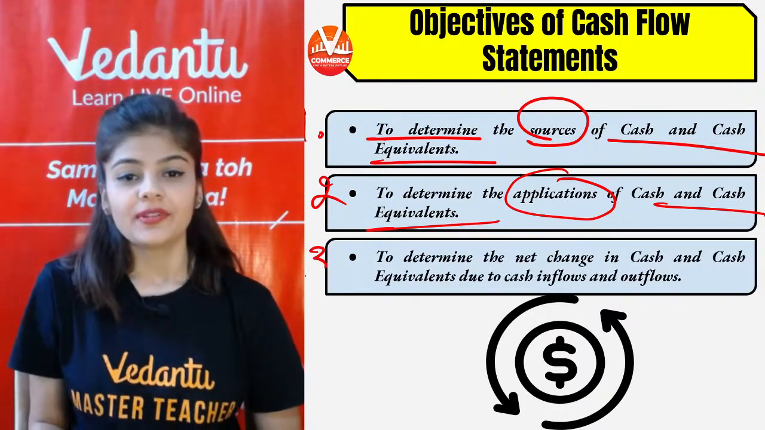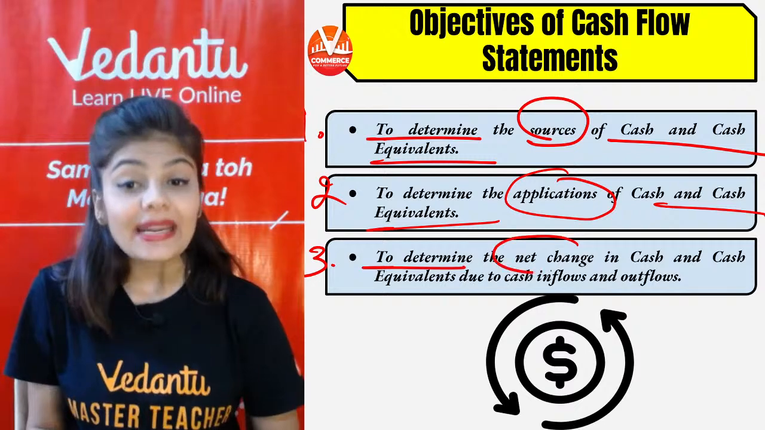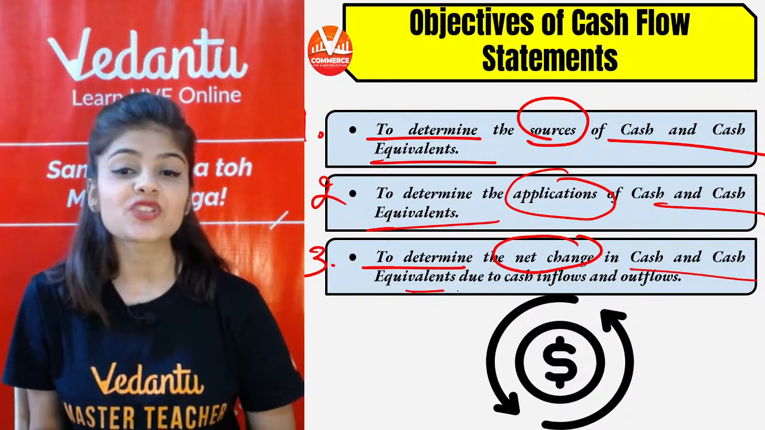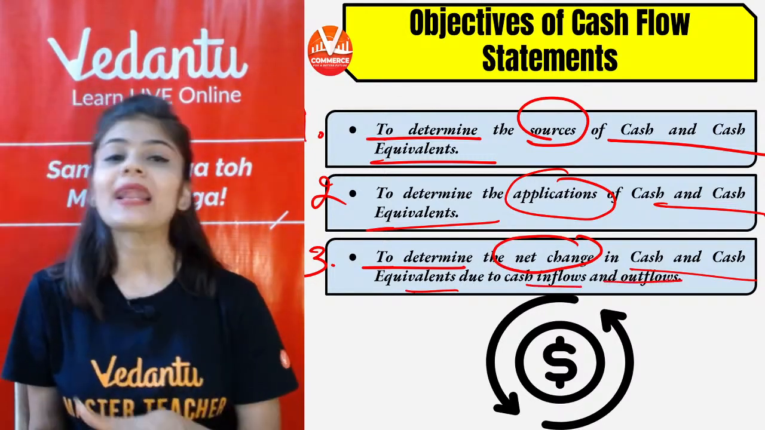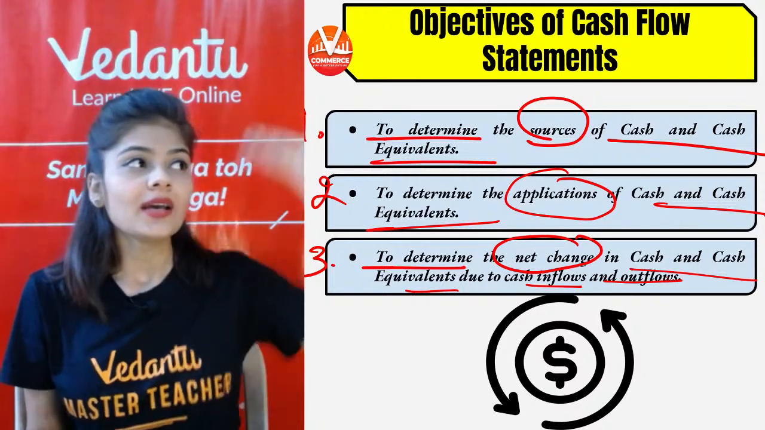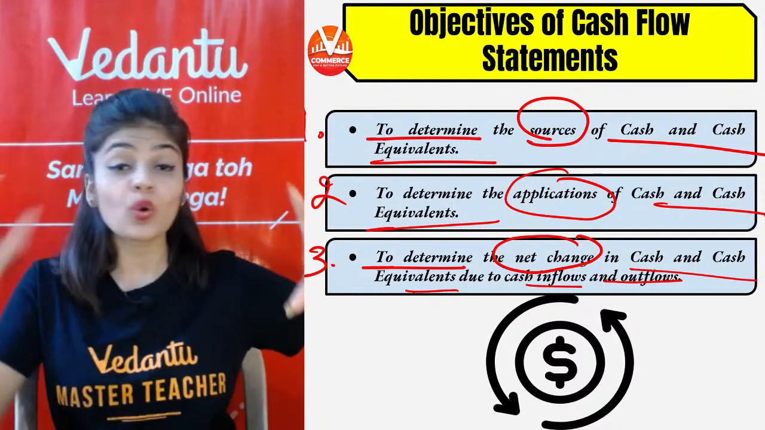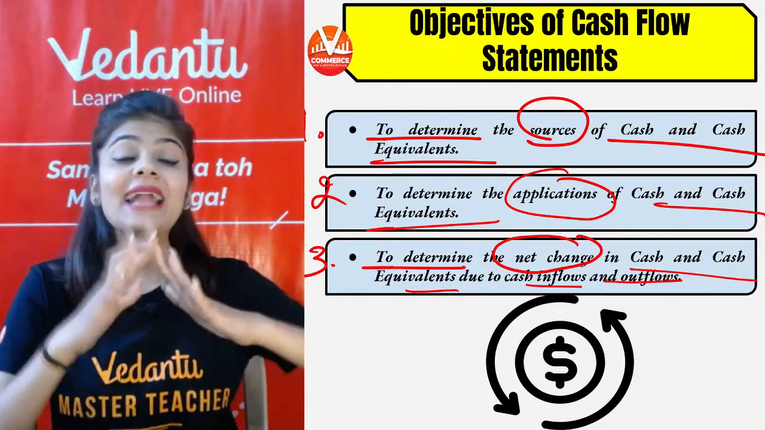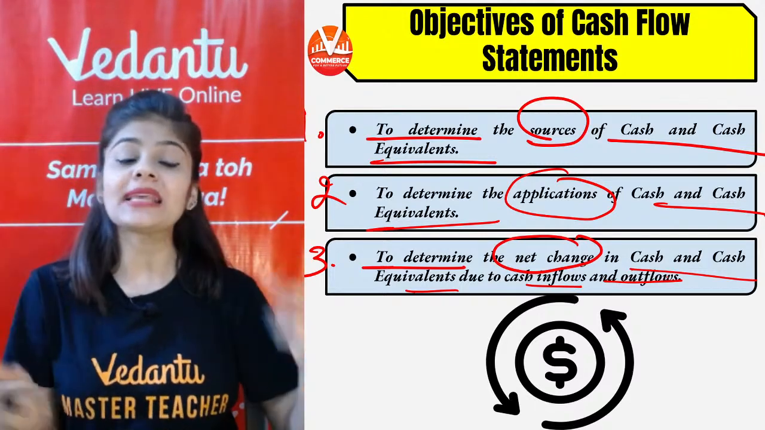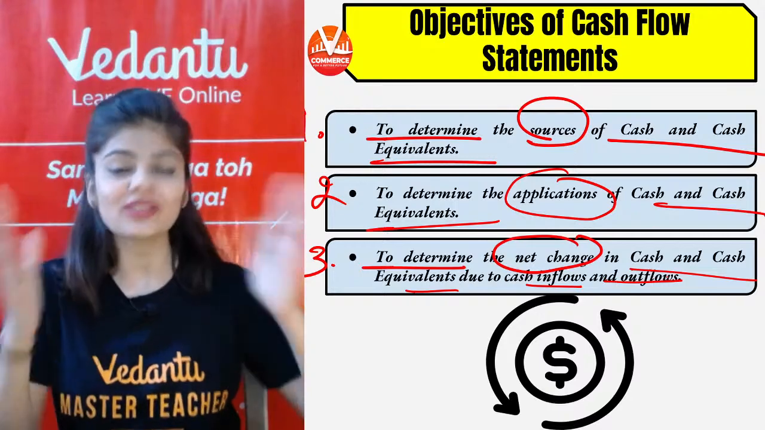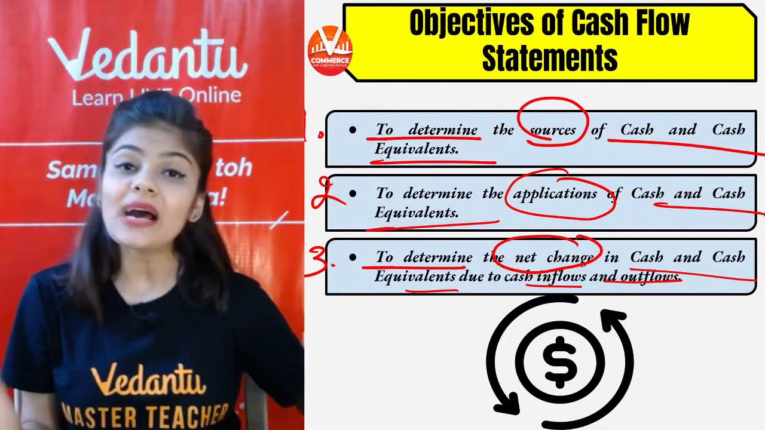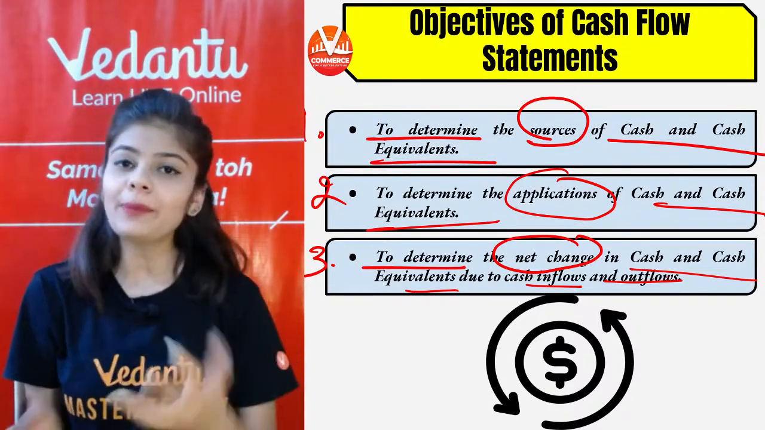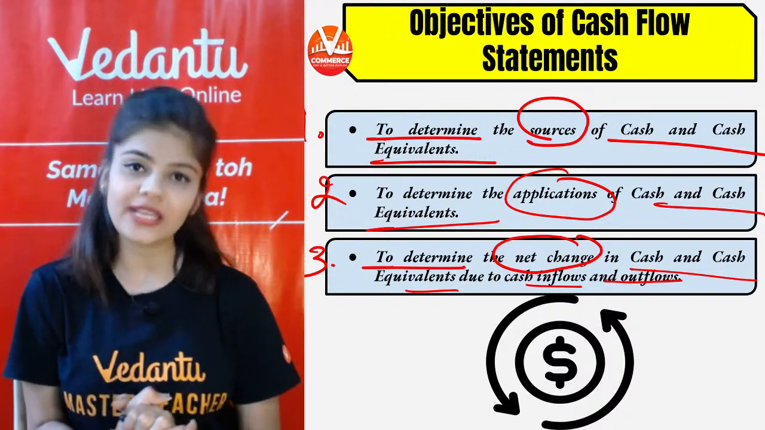Third, to determine the net change in cash and cash equivalent due to cash inflow and outflow. तो आपके opening cash balance and closing cash balance, what is the net change? पूरे साल क्या change आया in the cash and cash equivalent? To find out that net change, you are preparing cash flow statement.